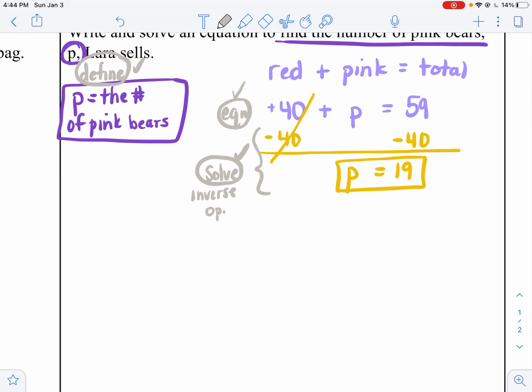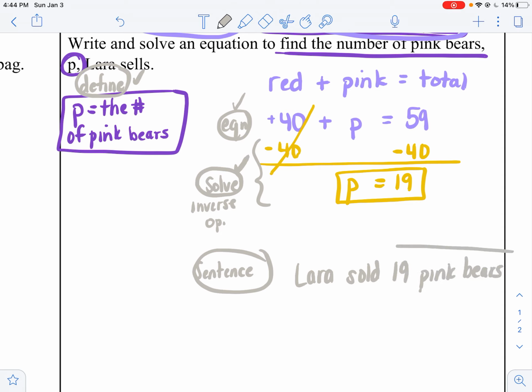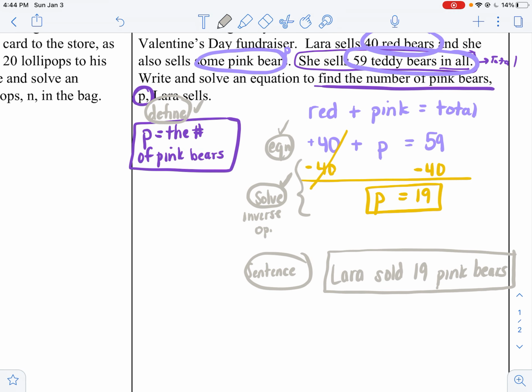And then our last step, done, we solved. And our last step is the sentence. Okay? Our sentence here is going to say, Lara sold 19 pink bears. No need to make it complicated, just in the context of the problem. What happened? What did our answer mean? Okay, so we defined our variable, we wrote our equation in the light purple, we solved in yellow, we had our answer also in yellow, P equals 19, and then we took that and wrote it as a sentence to make sense.